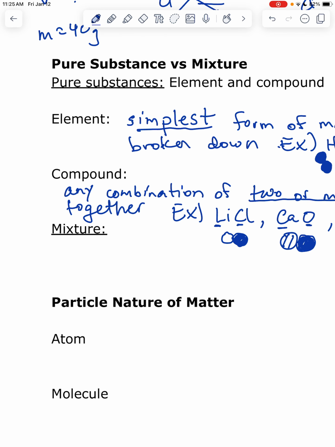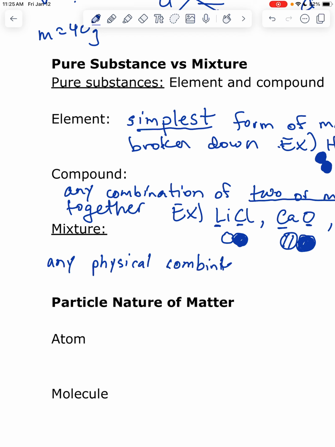And then we have a mixture. Now, a mixture is any physical combination of pure substances. So we'll talk a little bit more about that idea of pure substances. What we just said up here was pure substances are elements and compounds when they are one particular substance. But a physical combination of pure substances would look like anything that has a plus sign.